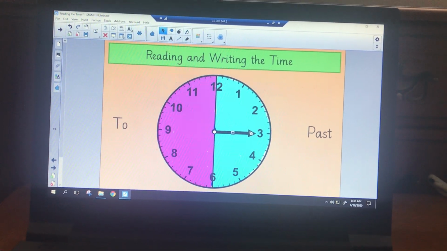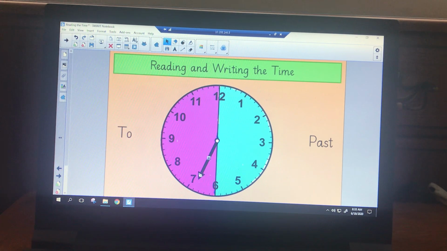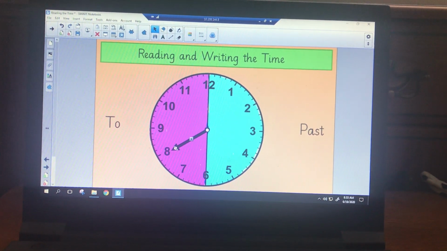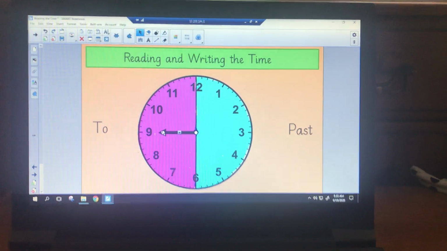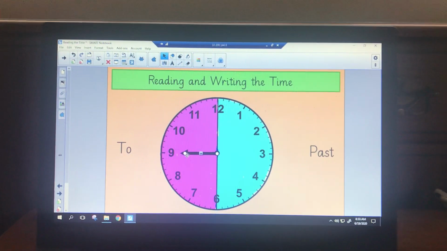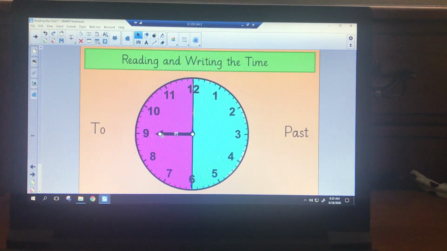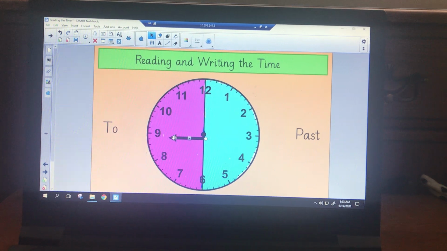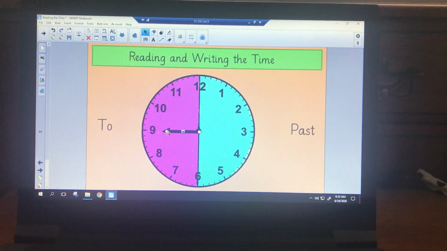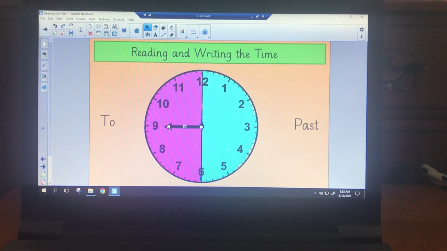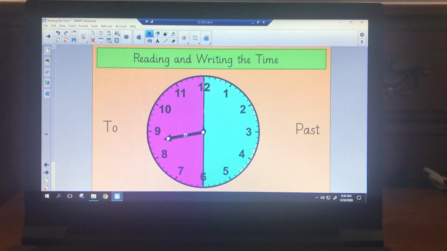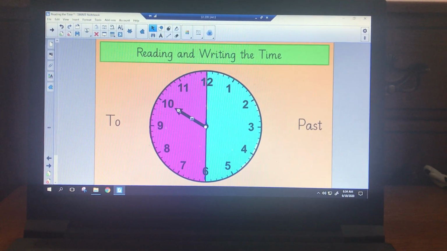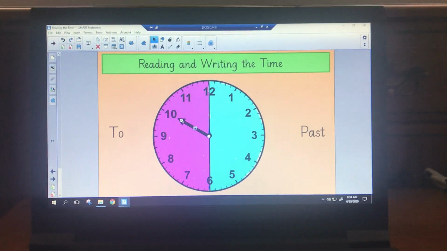If the minute hand is pointing somewhere to a number on the left-hand side of the clock face, so currently the pink side of the clock face, then we change the language that we use. We no longer say minutes past the hour, we say minutes to the next hour that the time is coming up to. And we usually find that times that are to the next hour are a little bit tricky to read, but you will become very confident with that as the days go on.